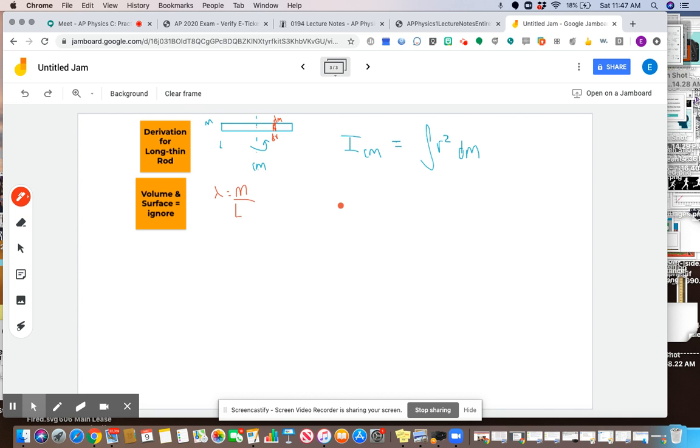So because this is symmetrical, right? So if we were to actually cut this in half, from the center of mass to the end of the rod on the right-hand side versus the center of mass to the end of the rod on the left-hand side, they are symmetrical. So they have the same amount of mass, the same amount of length. Okay, so we're going to relate that little sliver of dm to the little length dr.